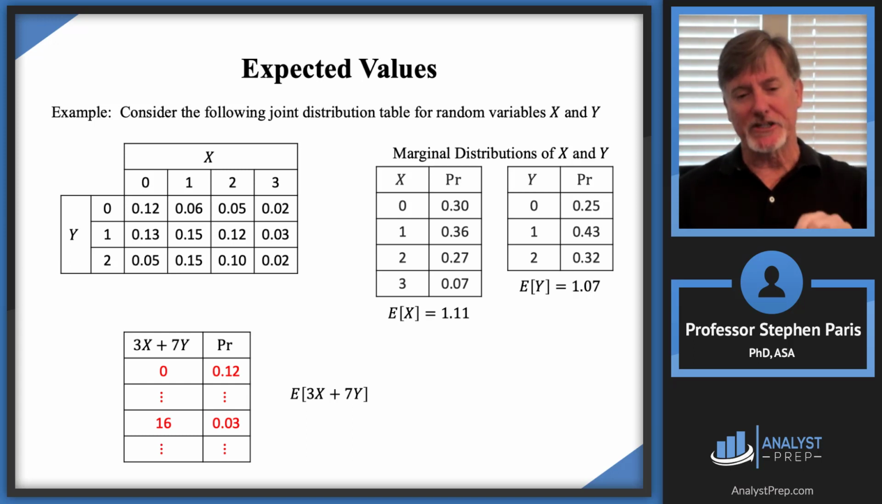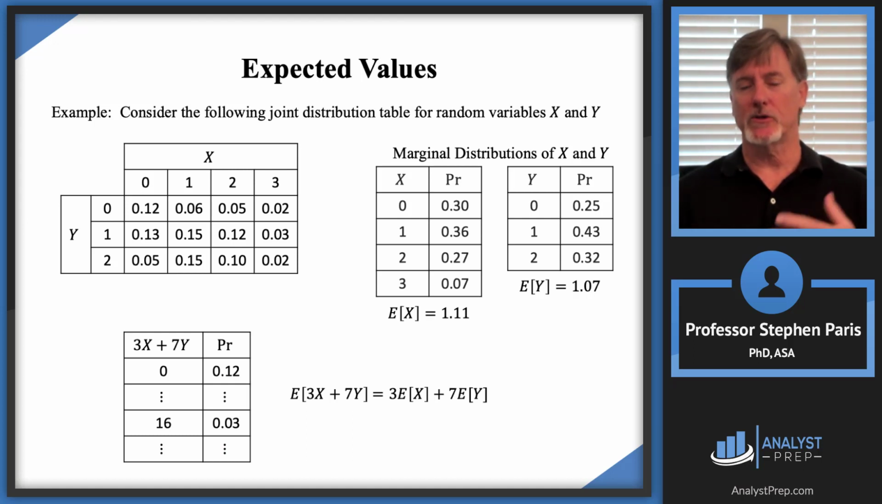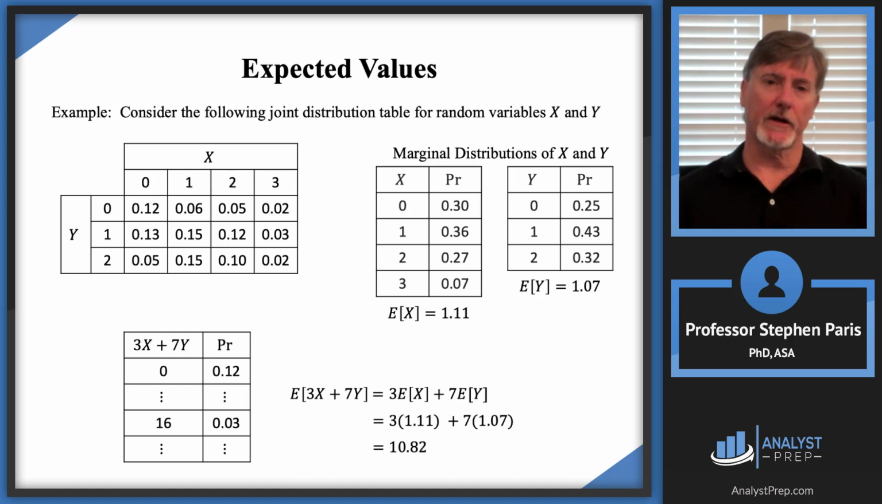The easier way to do this is to use the fact that I have the expected value of cap X and the expected value of cap Y already, and use the fact that I have a linear operator. So the expected value of 3 times cap X plus 7 times cap Y, using the properties of a linear operator, would be 3 times the expected value of cap X plus 7 times the expected value of cap Y, and going through the arithmetic, I get 10.82. So that's much easier to do than actually filling out the values in the table. Just use the properties of a linear operator.